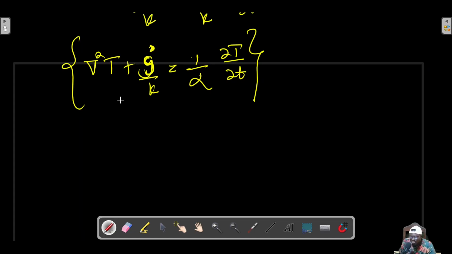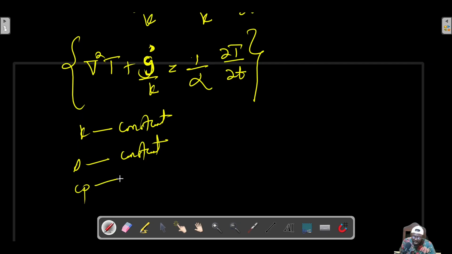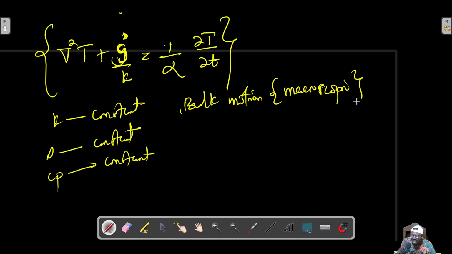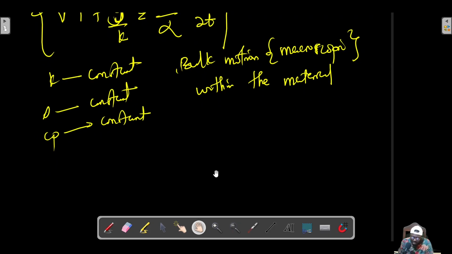But at this point, we are assuming that the material is isotropic. Then we can say that K is constant, density is also constant, Cp is also constant. That's the assumption you can make. And also, there shouldn't be any bulk macroscopic motion of the individual molecules or particles within the material.